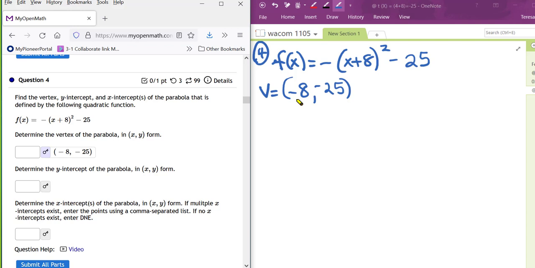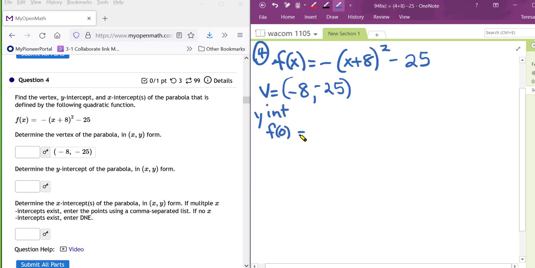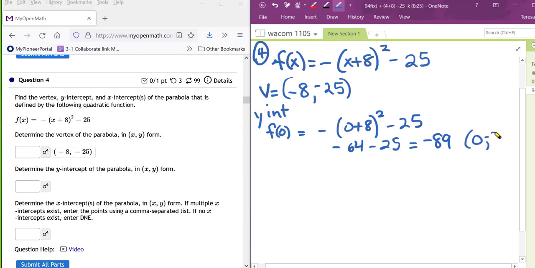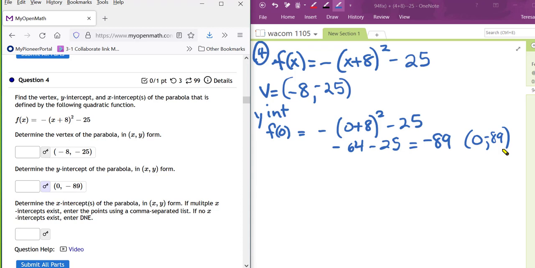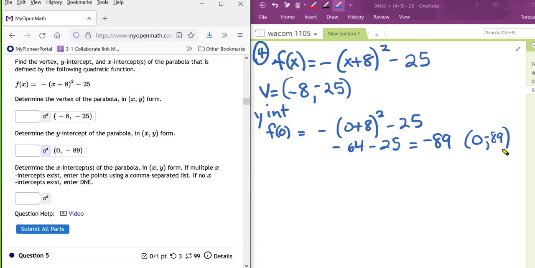All right, y-intercept. Y-intercept is plug in 0. So you'll have 8 squared is 64. Then you have the minus 25. So this looks like a -89. As an ordered pair, it would be (0, -89). Good.